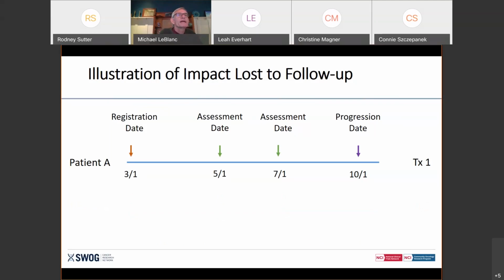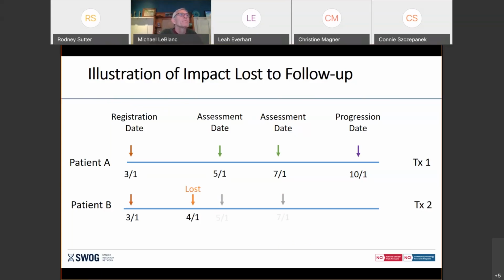So again, let's assume we had the same patient registered as before. March the 1st registration, assessment date May the 1st, assessment date July the 1st, progression date October the 1st. But instead, patient B was registered on March the 1st, but lost to follow-up on April the 1st. So we didn't see those two assessment dates on May the 1st and on July the 1st. So that patient was lost.